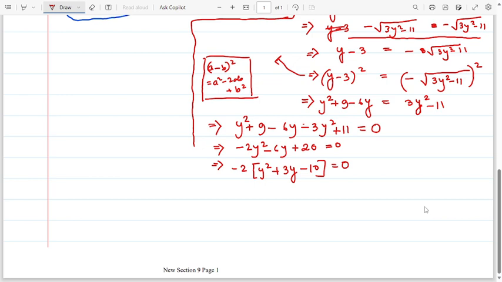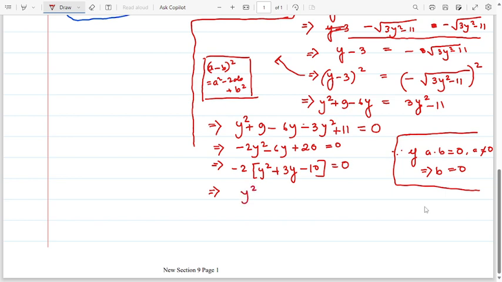So here we are going to use another rule of real numbers. We know that if a dot b, meaning a into b, equals 0 and a is not equal to 0, what will happen? b will always be 0. Remember this one. Similar thing here, a is minus 2, b is that one. So a dot b equals 0, and we already know that minus 2 is not equal to 0. So this will become y square plus 3y minus 10 equals 0.